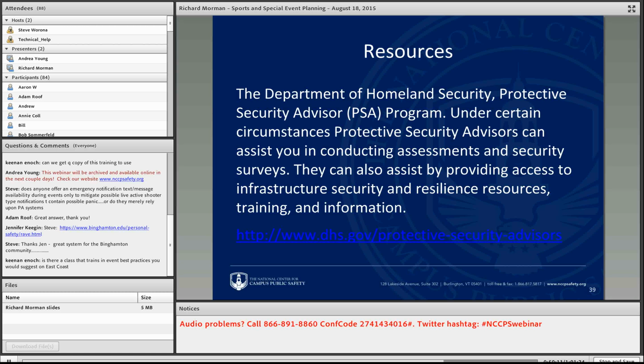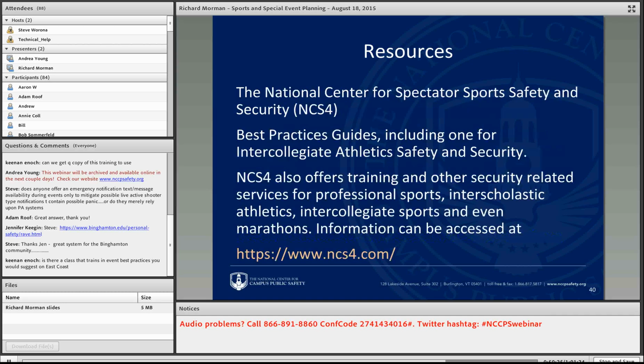The last one was a buffer zone protection plan in 2010. Hopefully some of that money will come back, but I know they're still available even if the funding is not there to get the federal grant for you. It's still a great asset to help you do that security and risk assessment for your venue, and we're talking about physical security things there. Also, the National Center for Spectator Sports Safety and Security has best practices guides, including one for intercollegiate athletics safety and security. You'll see in there a lot of things that we've talked about today, a little bit more in depth than I was able to go in the allotted time. NCS4 also offers training and other security-related services for professional sports, interscholastic athletics, intercollegiate sports, and even marathons. And there's our website, or you could just Google NCS4.